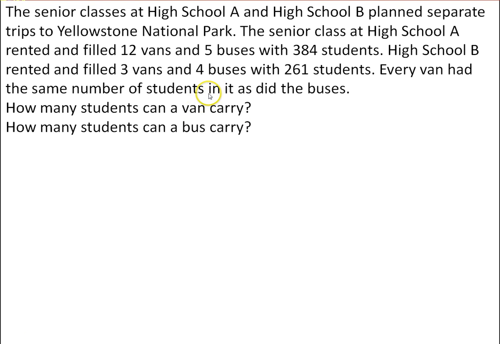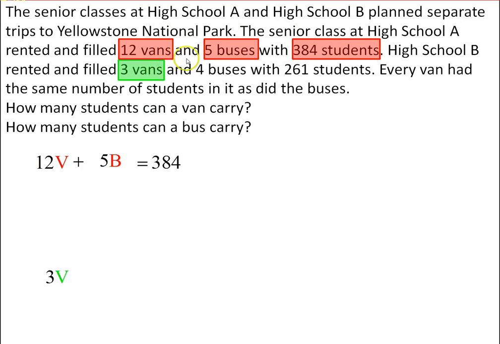All right, so we have the word problem. As you read through it, remember we want to put our like things together. And so we see that when we have 12 vans and 5 buses, that gives us 384 students. So these are our like things. The other one is 3 vans with 4 buses, gives us 261. And so now we have our system that we can solve.